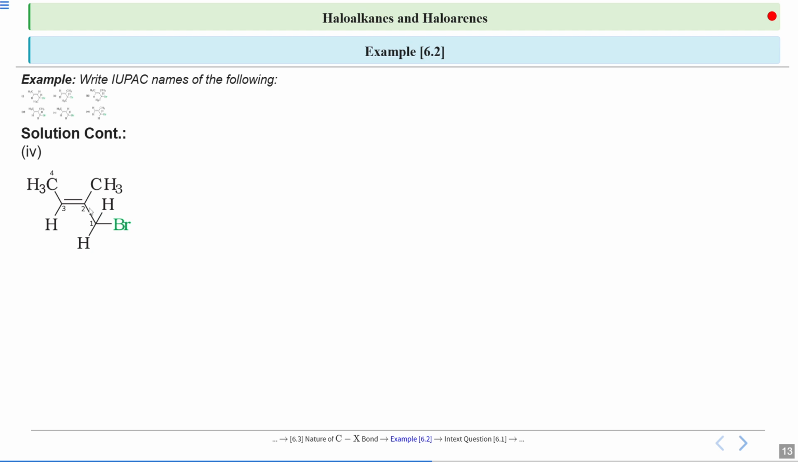So you will do 1, 2, 3, 4. At the first position, bromine. At the second position, we have the double bond. So the IUPAC name of this compound will be 1-bromo, 2-methyl, but because 4 carbons, and 2-ene because the lowest from 3 and 2 is 2. So 1-bromo-2-methylbut-2-ene is the IUPAC name of this compound.